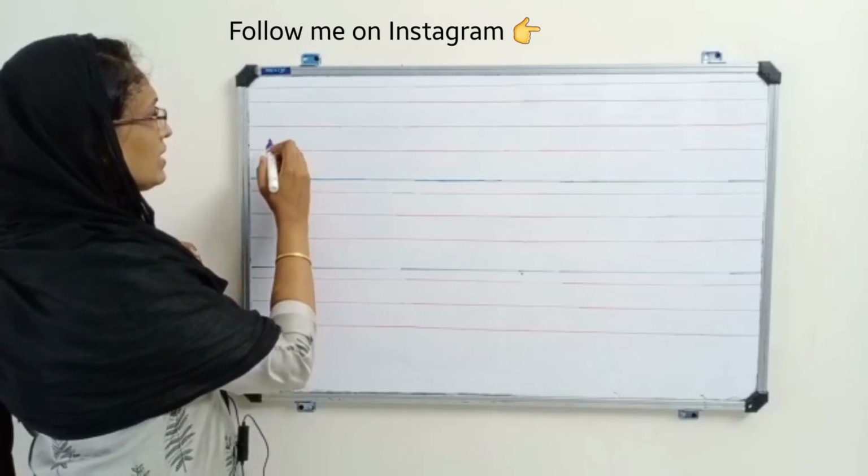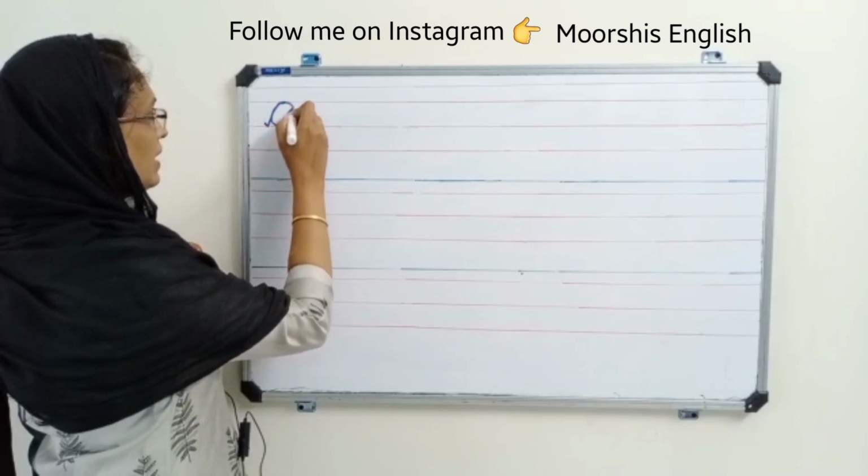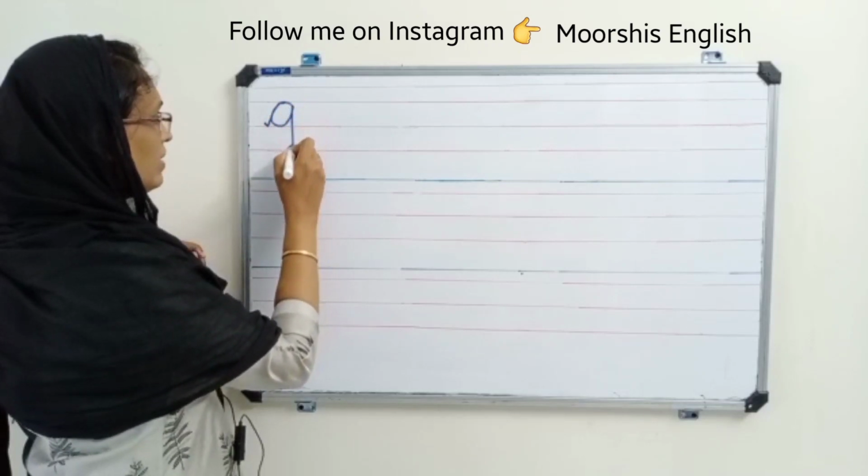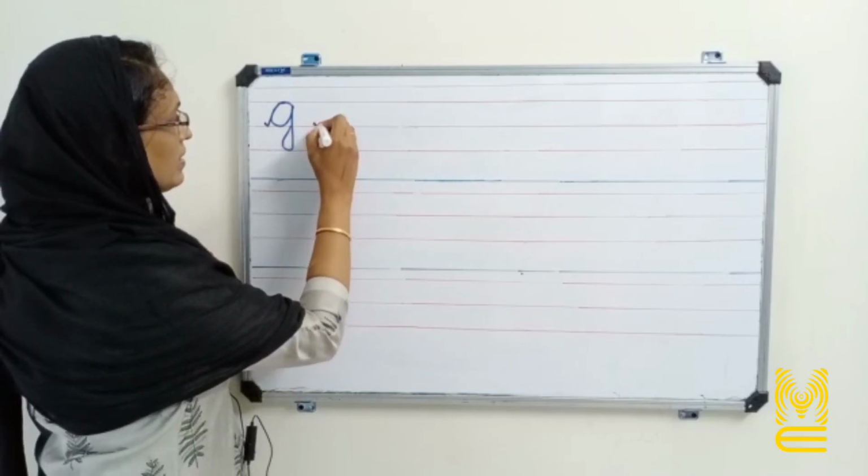First we start like letter C, then write like letter A, then G. Once again.